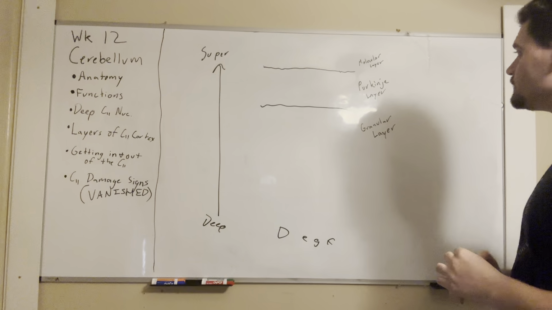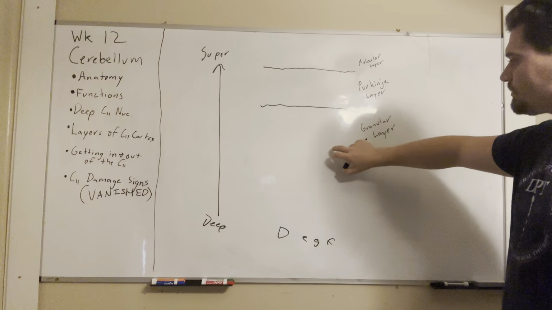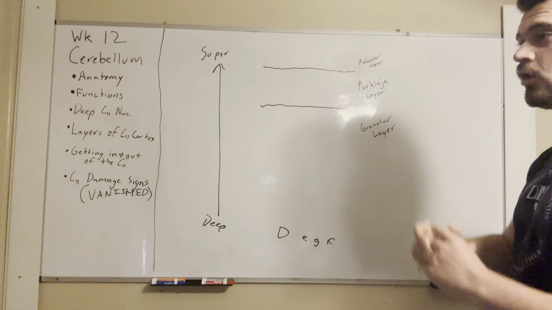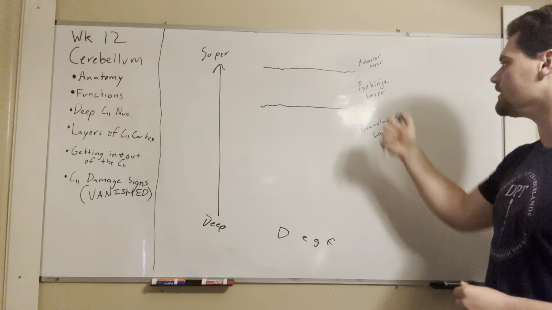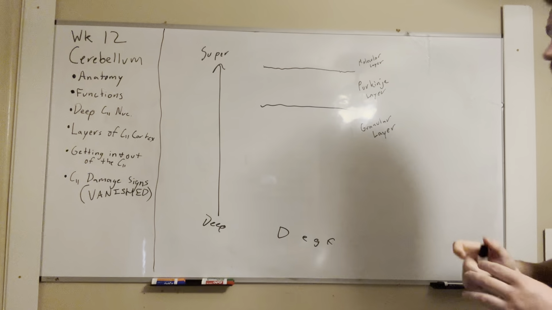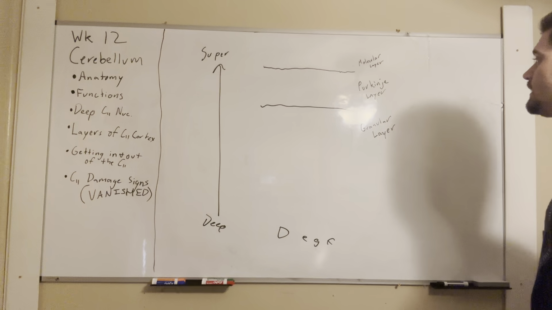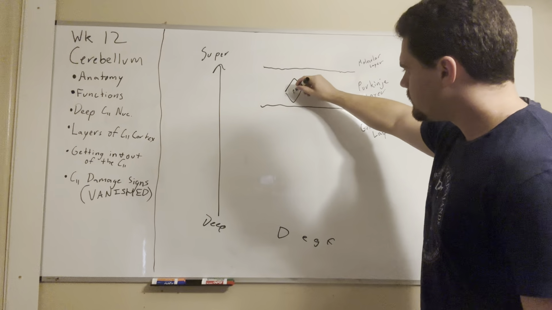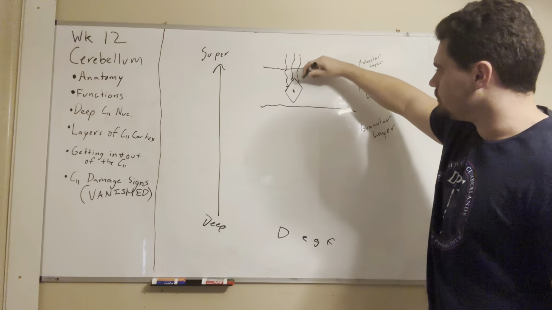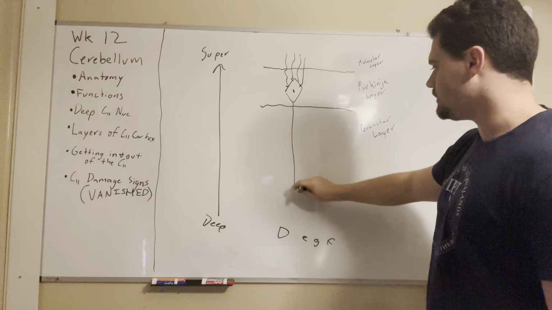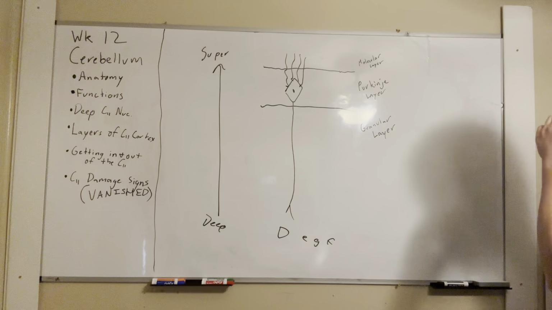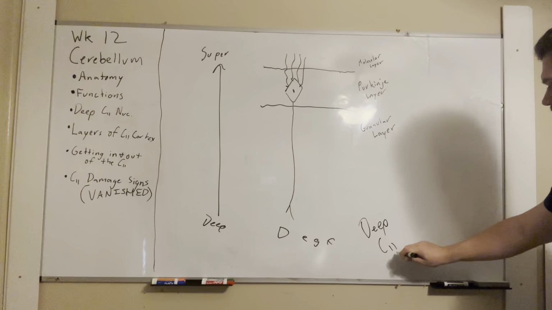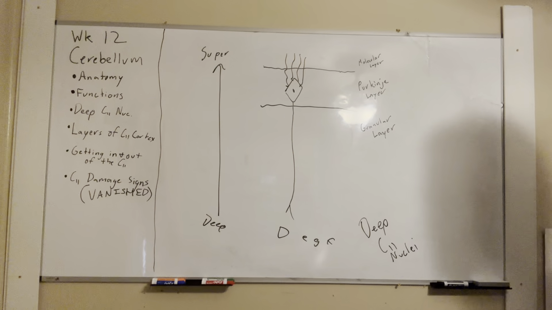Well, there's going to be a bunch of different nuclei, but this is also where a certain type of cell down here is going to come up and then run parallel. That way the whole cerebellum can talk to each other. The Purkinje layer, there's a very important cell here, and you're not going to believe this, but it is the Purkinje cell. The Purkinje layer is going to send dendrites up through the molecular layer. And it's also going to talk to your deep cerebellar nuclei. It's going to talk to those guys.